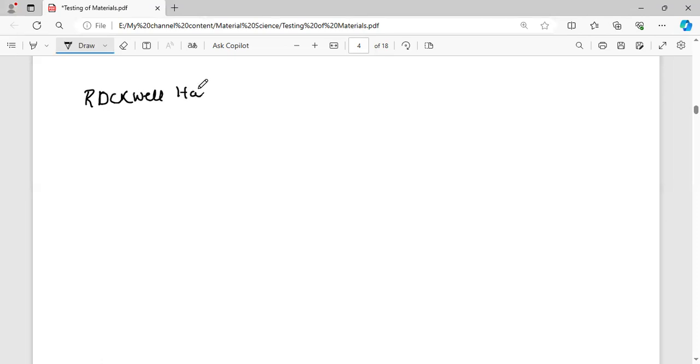Rockwell hardness test. The Rockwell hardness number, RHN. Here the Rockwell hardness test can be used universally. It is the universal method.